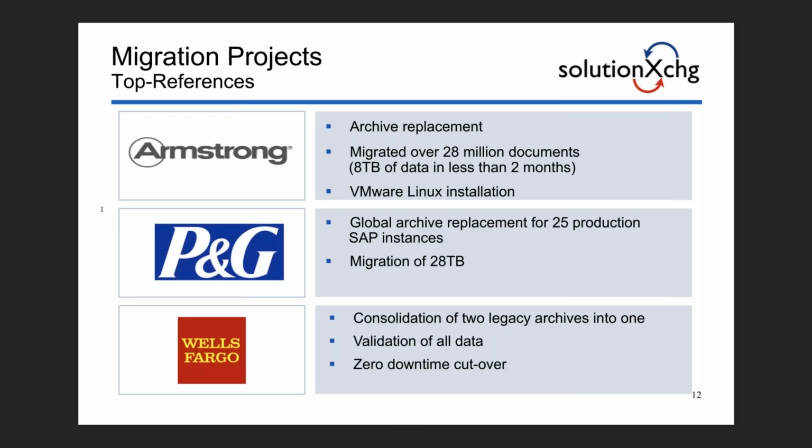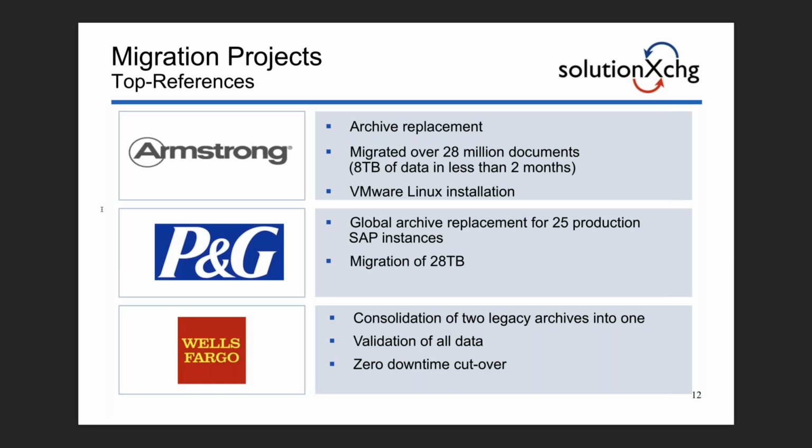A couple of projects that we have done. There is a large project with a flooring and ceiling vendor by the name of Armstrong, which many of you might know. We did an archive replacement for them. We migrated 28 million documents, 8 terabytes of data in less than 2 months, moving from a Windows-based proprietary hardware installation to a VMware Linux installation.